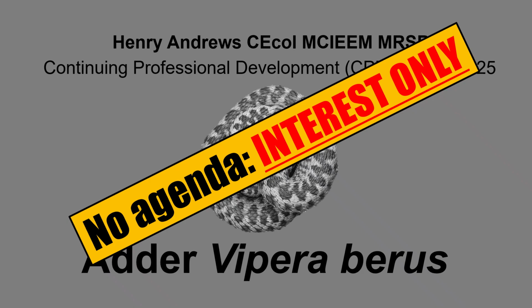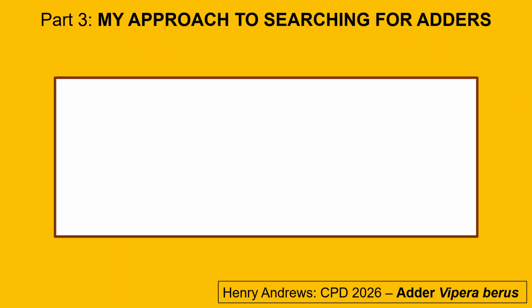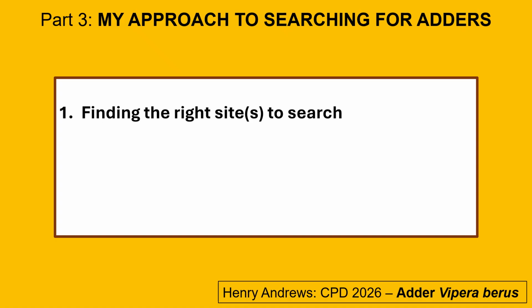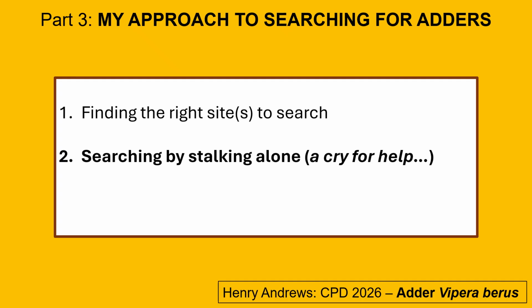To that end, I'm going to start with how I go about finding the right sites to search and describe a published scoring system that doesn't appear to be widely used, but that I've found to be really helpful. Then I'm going to talk briefly about how I approach searching for adders by stalking. This is an entirely academic request for advice because I've yet to find an adder basking away from an artificial refuge. So I'm raising it because you may be able to tell me what it is I'm doing wrong.